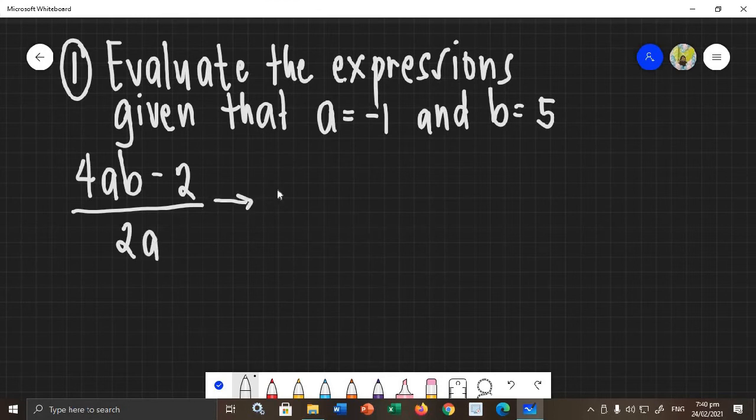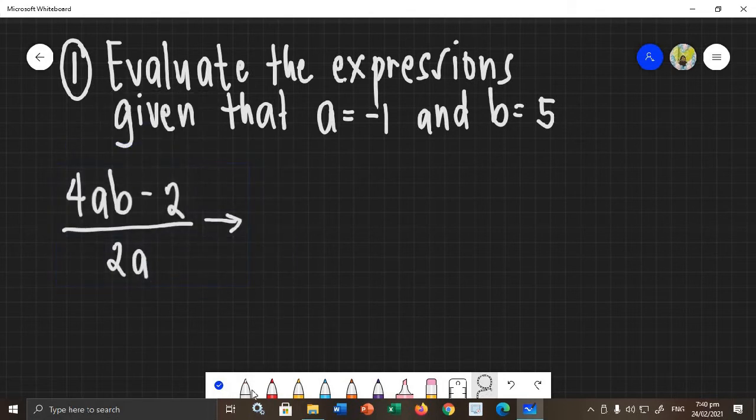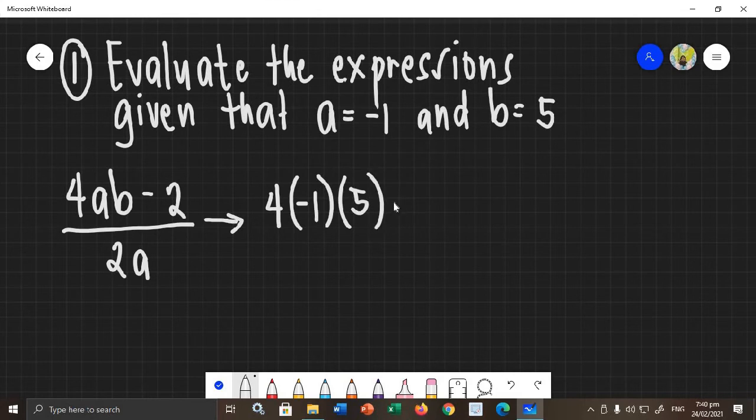So again, first, you need to substitute the value of the variables in the expression. So, substitute natin yung value ni A and B sa expression. So, we have 4, and then yung A natin, again, pag nagsasubstitute, you need to put parentheses para indication na you already substituted the value of the variable. So, negative 1, and then B natin is 5, minus 2 all over 2, and then A natin is negative 1.